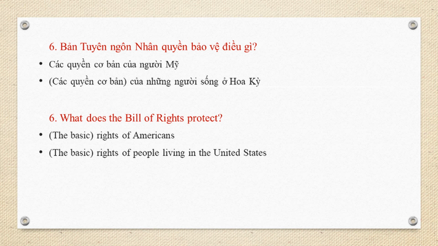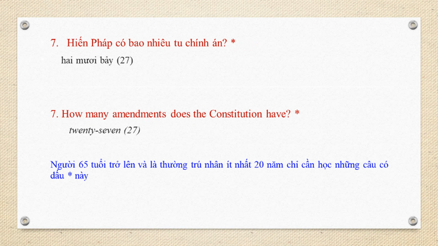6. What does the Bill of Rights protect? The basic rights of Americans. The basic rights of people living in the United States. 7. How many amendments does the U.S. Constitution have? 27.